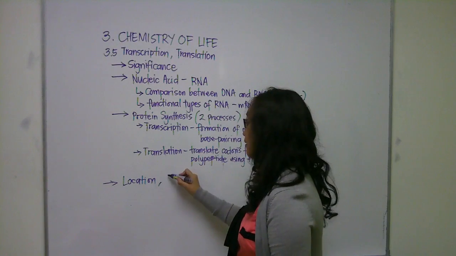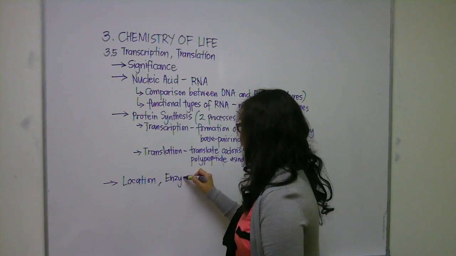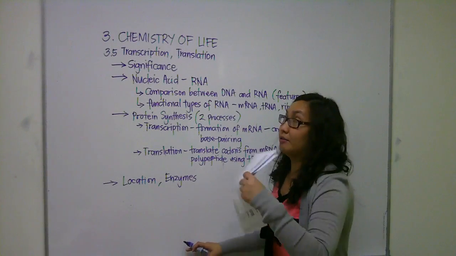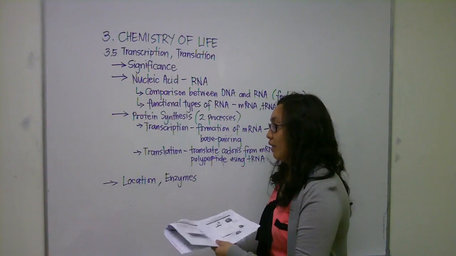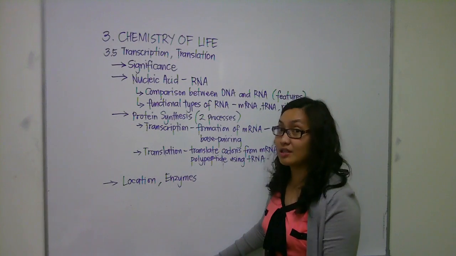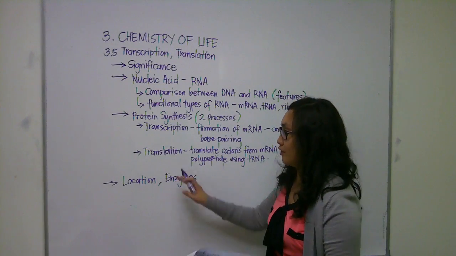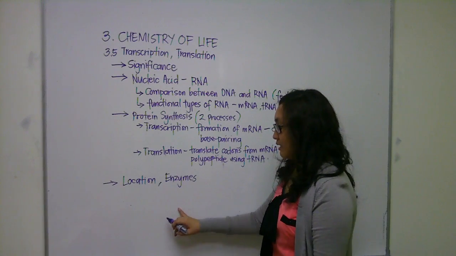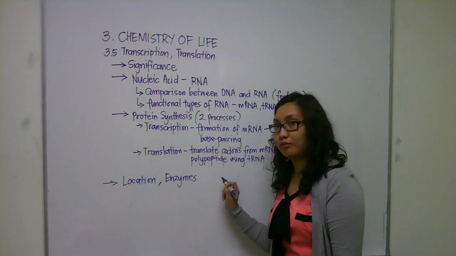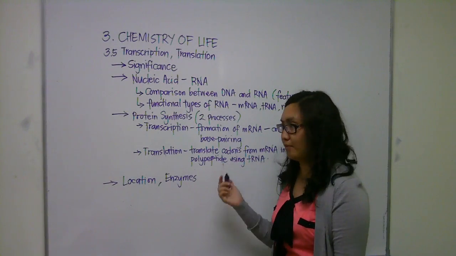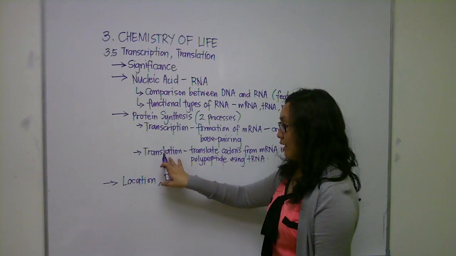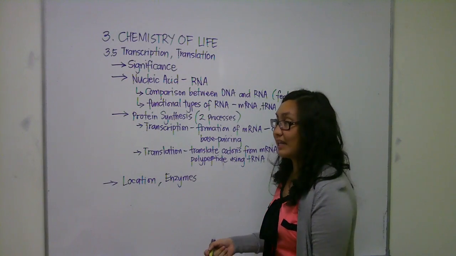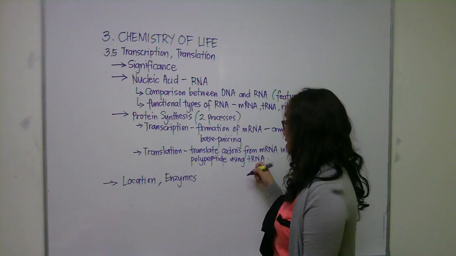So after including the location, we have to include the enzymes that are being used. By knowing the enzymes, we are able to write down what their functions are. In the case of transcription, it only uses RNA polymerase. RNA polymerase is able to form the mRNA molecule through the process of complementary base pairing.